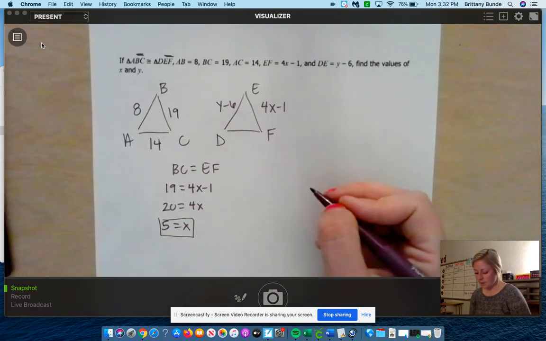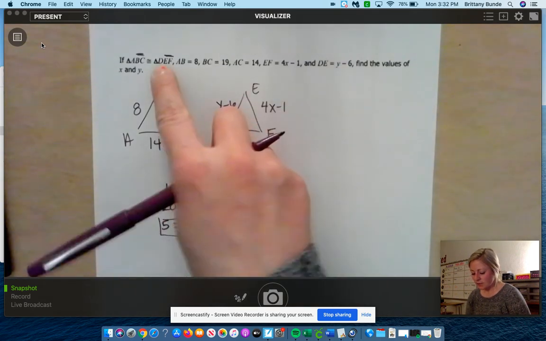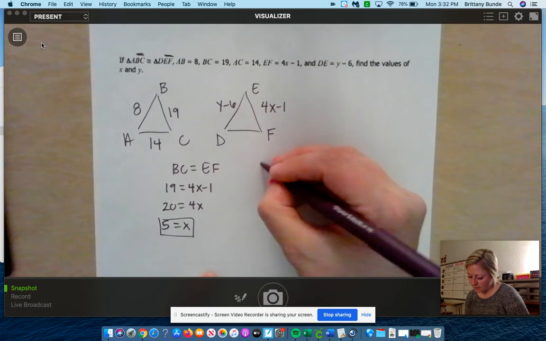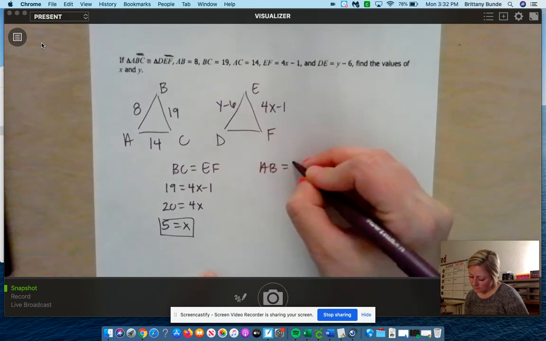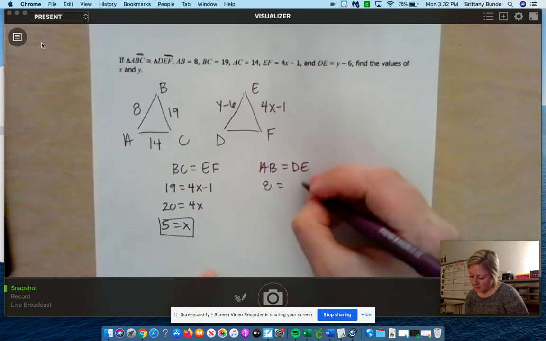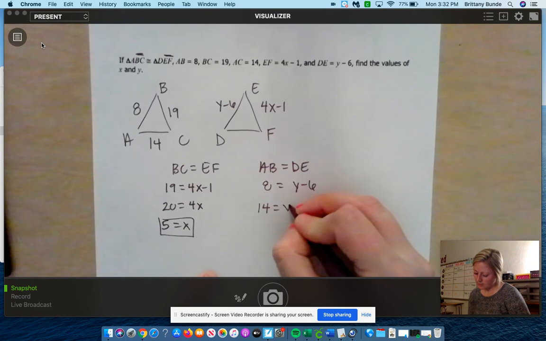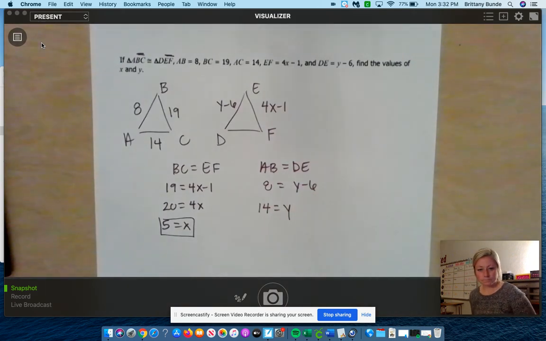Not so bad. Now for y, I have DE. So your first two letters would have to match AB, our first two letters. So again, if this helps you, write this out. We know that AB is 8. DE is y minus 6. Add your 6 over, and we get 14 equals y.